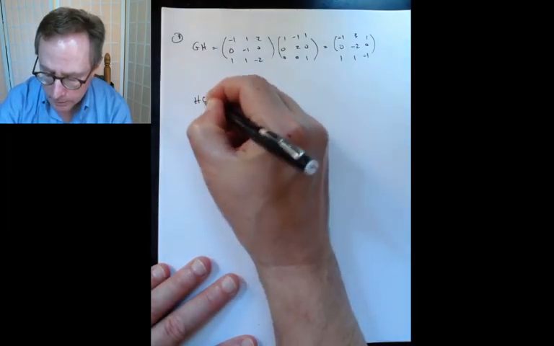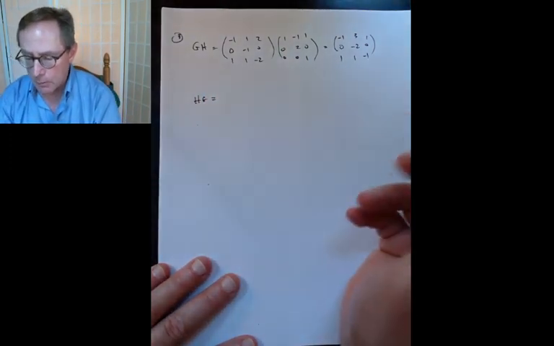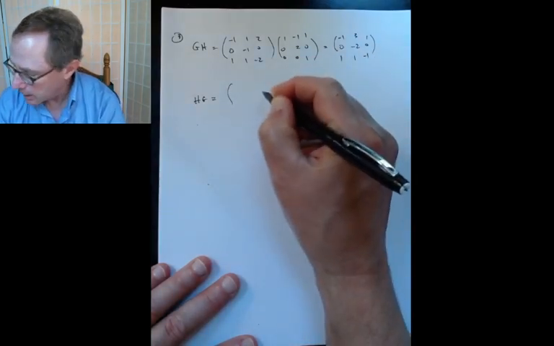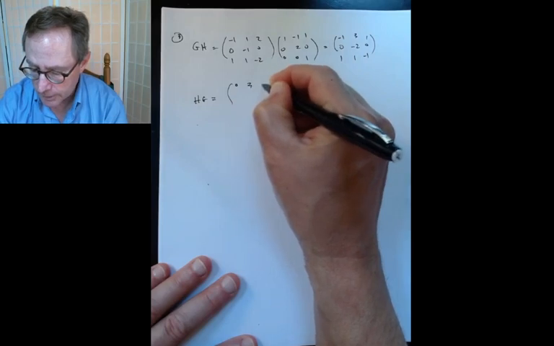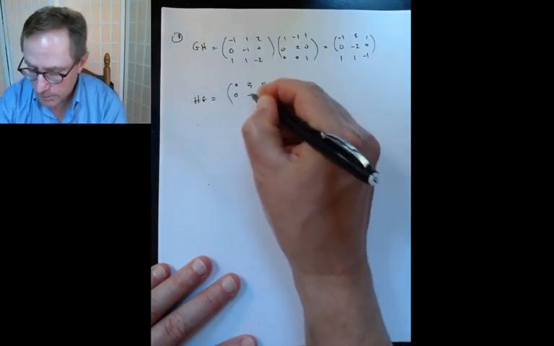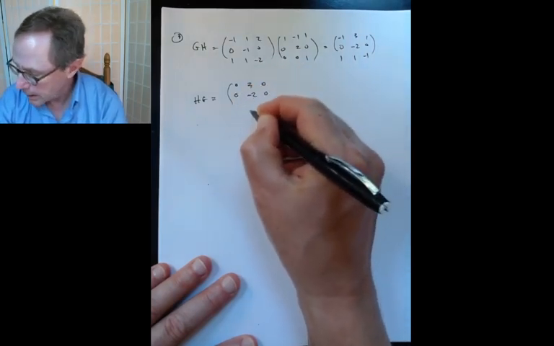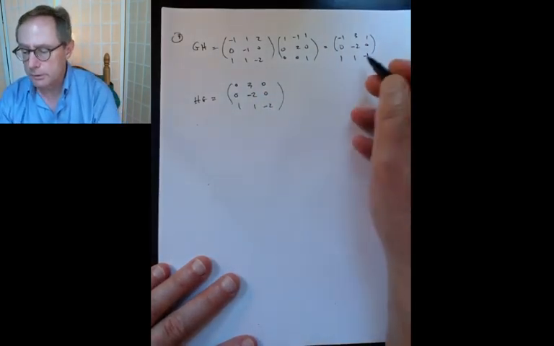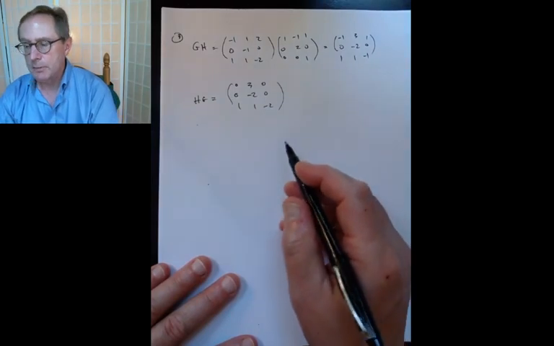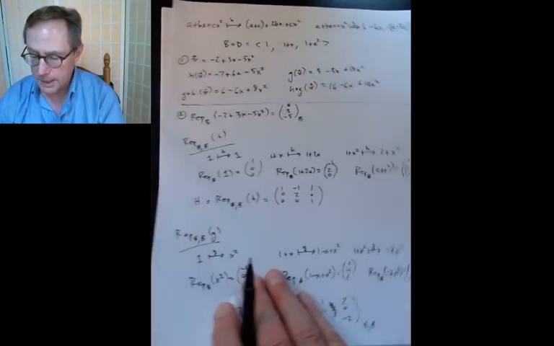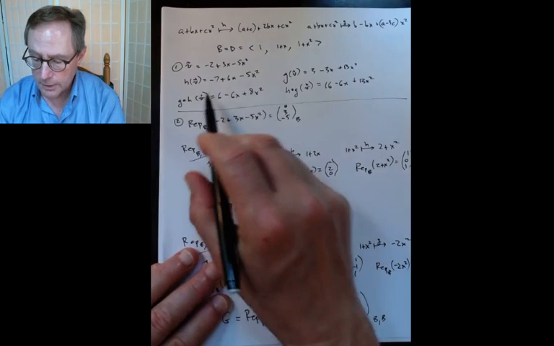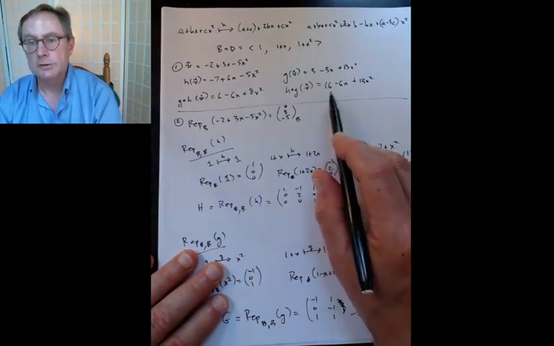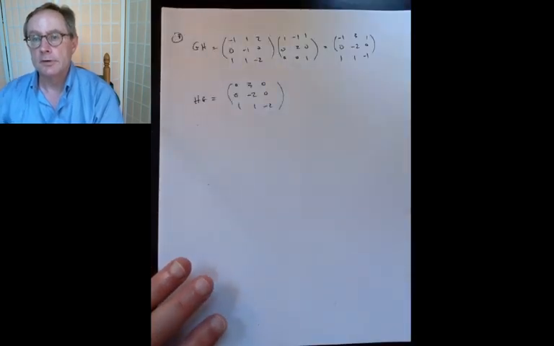And HG is, and again, I won't bore you with the details. It's the two matrices in the opposite order. And I got 0, 3, 0, 0, minus 2, 0, and 1, 1, minus 2. A person notices that they're not the same, but then a person notices from the previous page that GH and HG don't have the same effect, so it's hardly surprising that the two matrices are not the same.